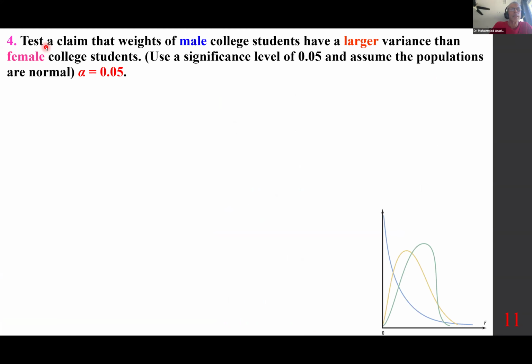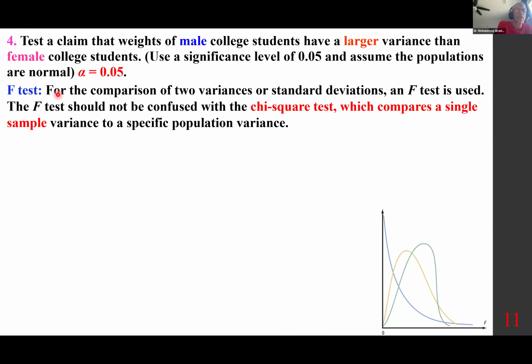Test the claim that weights of male college students have a larger variance than female college students. Use a significance level of 0.05 and assume the populations are known. So with alpha 0.05, what are we going to use? F-test. For the comparison of two variances or standard deviations, an F-test is used.